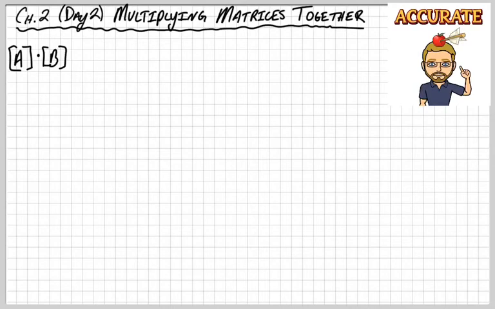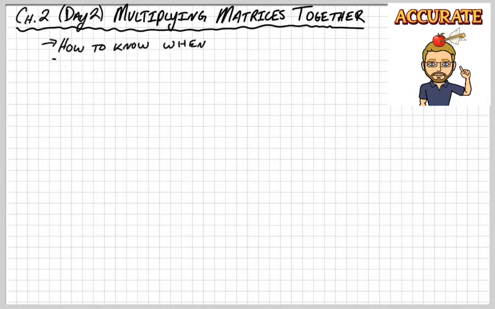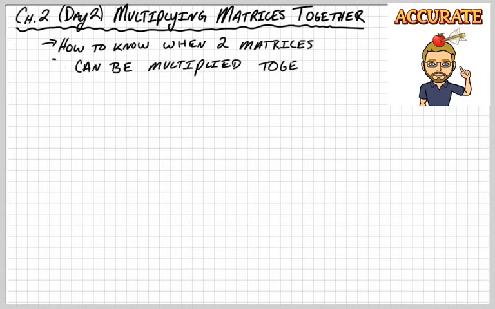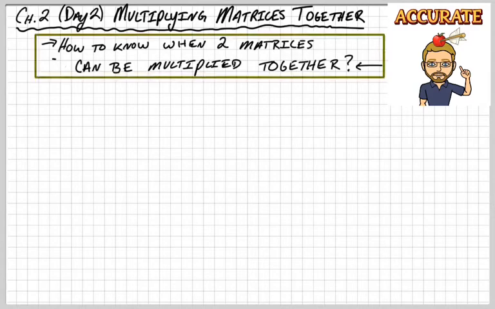Okay, I need this room to write here, so I'm going to erase this really quickly. The first question is, when is it legal to multiply two matrices together? So how do I know when it's okay to multiply matrices together? Sometimes it won't be okay. Sometimes the math police, of course, will take issue with what you're trying to do. But when is it okay? When do I actually multiply two matrices together?